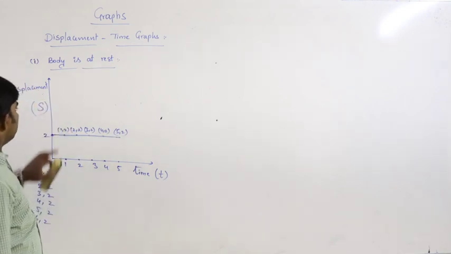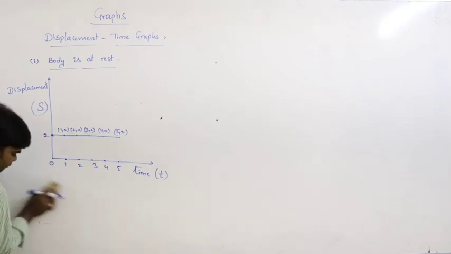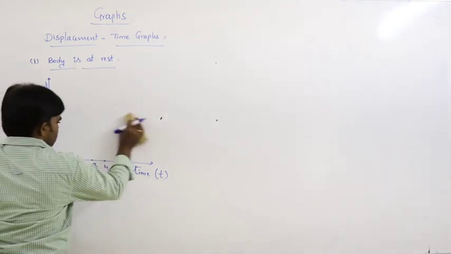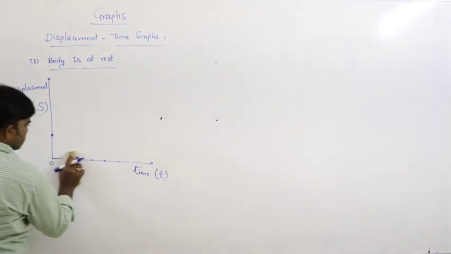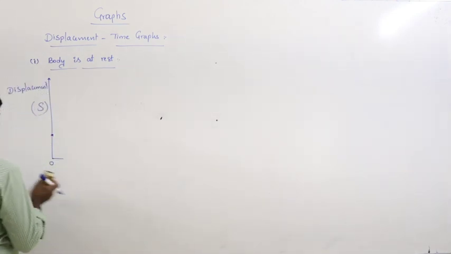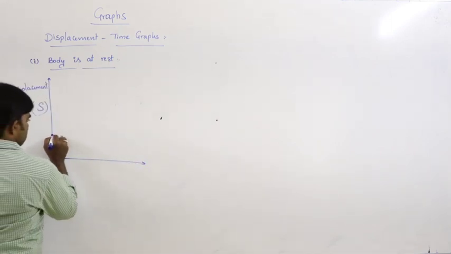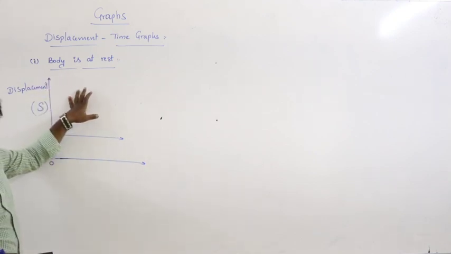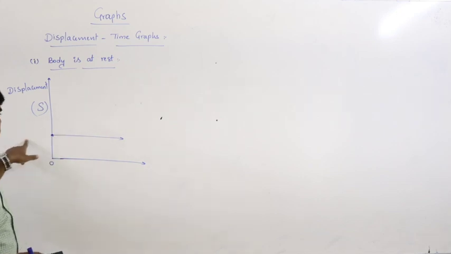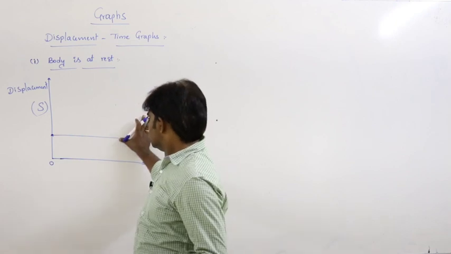So how can you represent that the body is at rest? Forget about all this. Now simply, if the body is at rest, how can you represent this on a graph? Body is at rest. How can we represent this graph? Straight line parallel to the x-axis. So that is the shape of the graph.